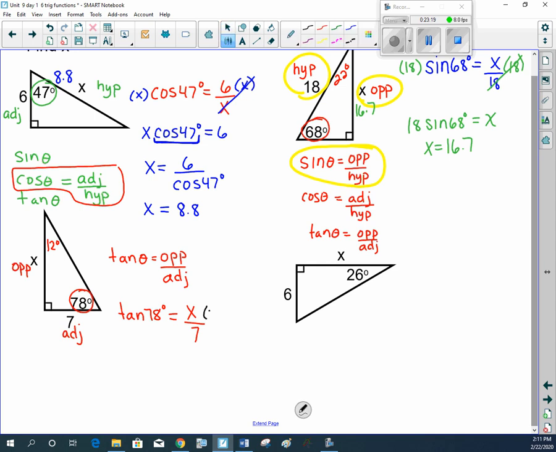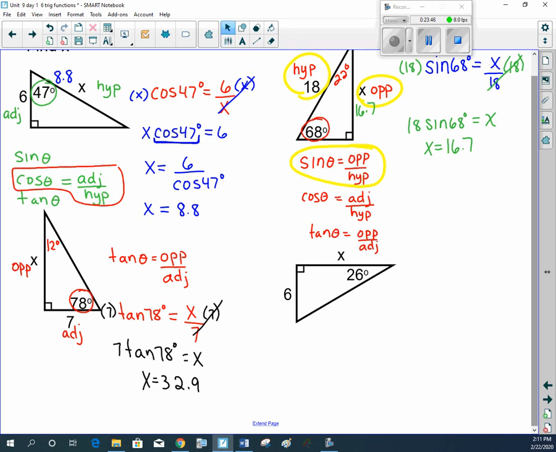So I'm going to multiply both sides by 7. I end up with 7 tangent of 78 degrees equals x. So when I go ahead and put that in my calculator, 7 times the tangent of 78 degrees is 32.9. So x is about 32.9.